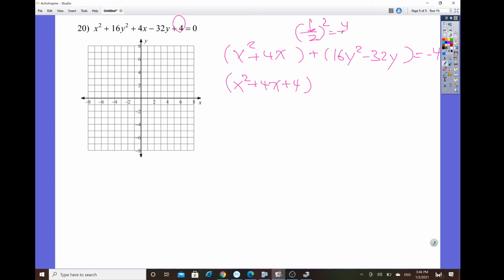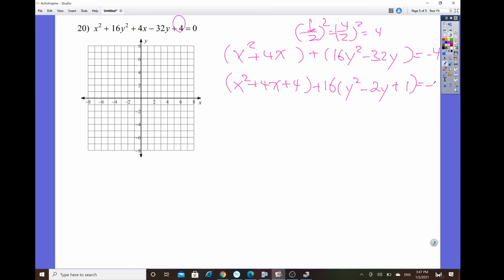So 4 over 2, quantity squared, 2 squared, so it's 4. And then this one, before we complete the square, you want to take out 16 first. So we got y squared minus 2y. And then complete the square for this one. So negative 2 divided by 2 is negative 1, quantity squared, so it's 1.